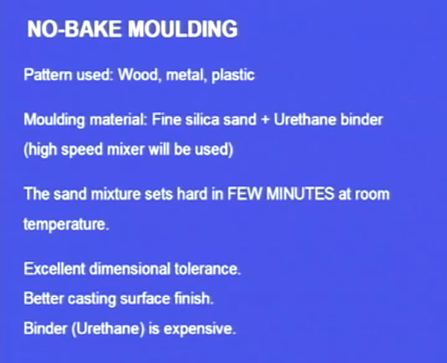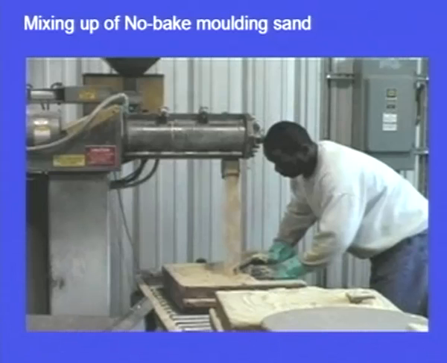Unlike green sand moulding, where the dimensional tolerance is poor, in this system the dimensional tolerance is very good and the surface finish is good. The only limitation is that this binder, this urethane, is very expensive. And we can see here this no bake moulding sand is prepared, and because this urethane reacts with silica sand very quickly, within a few minutes it will be hardened.